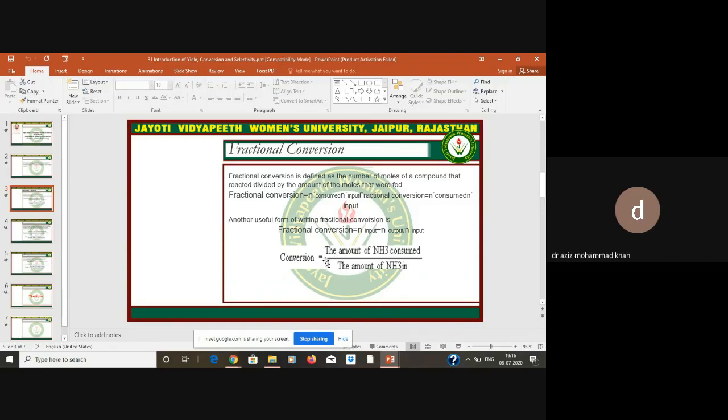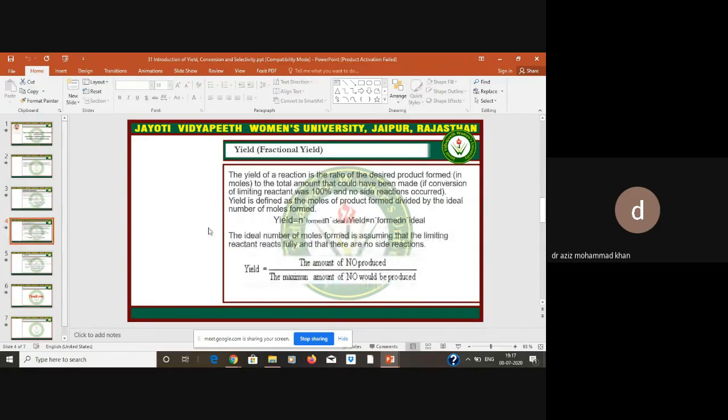And how can we calculate the amount of NH3 consumed? The amount of NH3 consumed can be calculated by subtracting the amount of NH3 out from the amount of NH3 in. So we can calculate the NH3 amount that is consumed, and using this we can calculate the conversion.